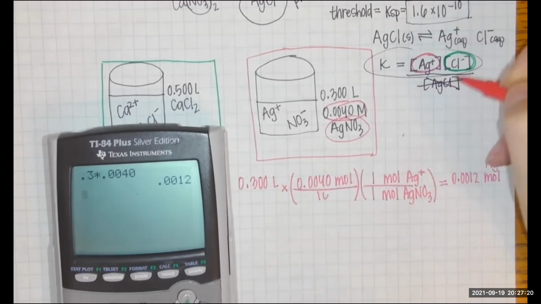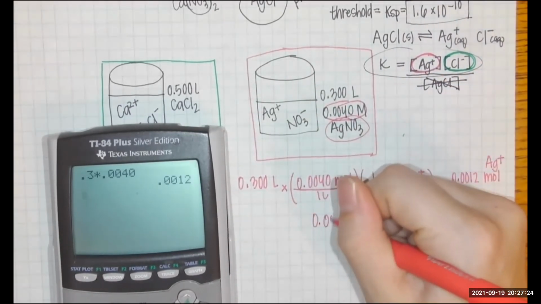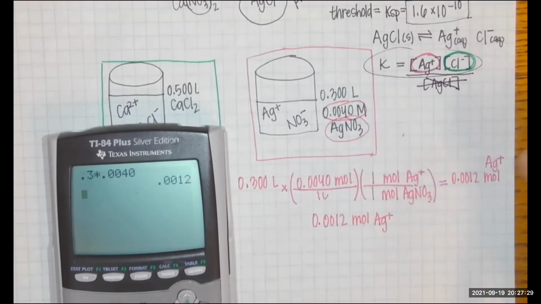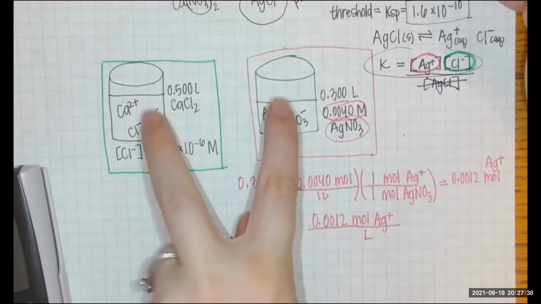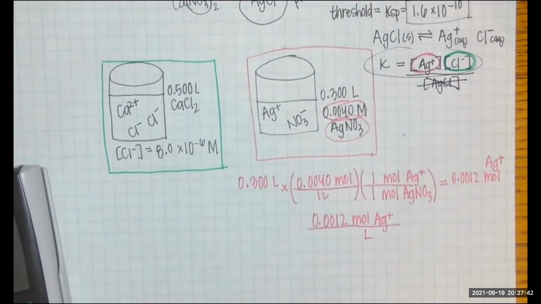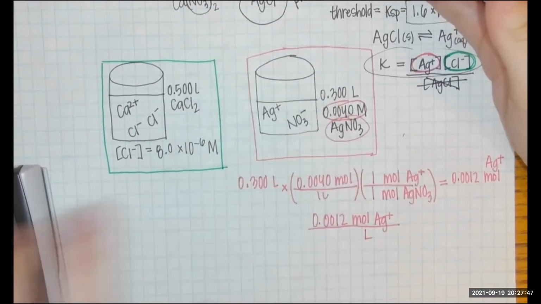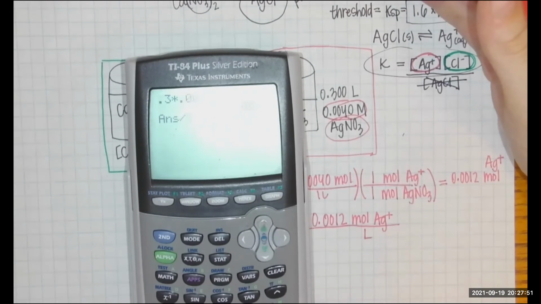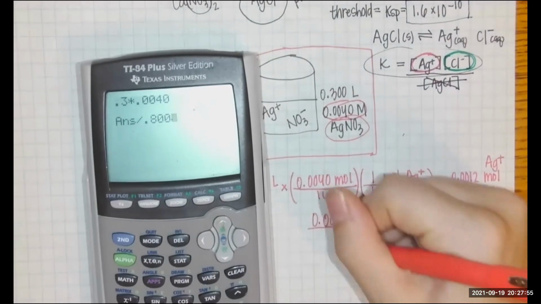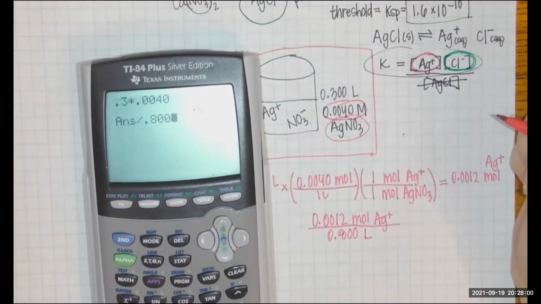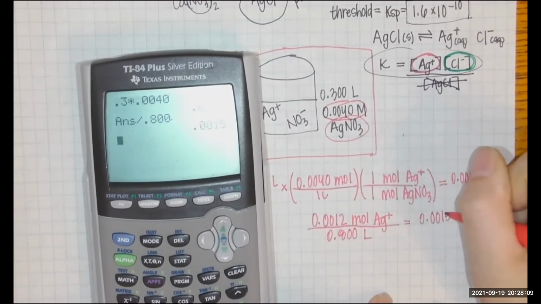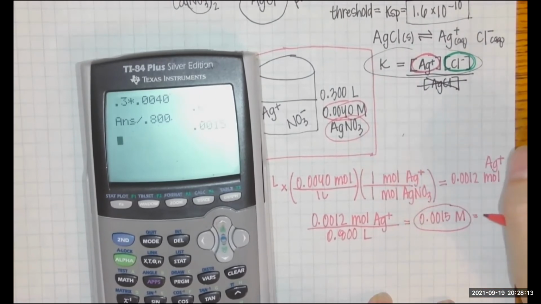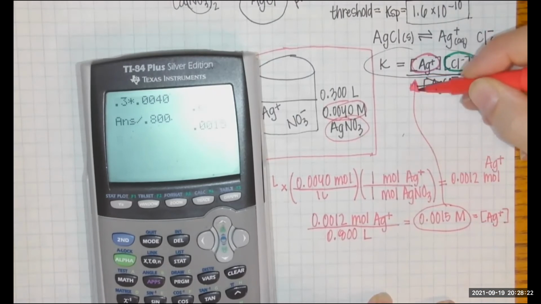Can't plug it in quite yet because brackets mean molarity. So I need to take this many moles of silver, moles per liter. How many liters are there when I combine these two together in a third beaker? At 500 milliliters, 300 milliliters. So I need to take this and divide by 800 milliliters, which is also the same thing as 0.8 liters. So I'm getting 0.0015 M. This is my concentration of silver. That is going to go up here.